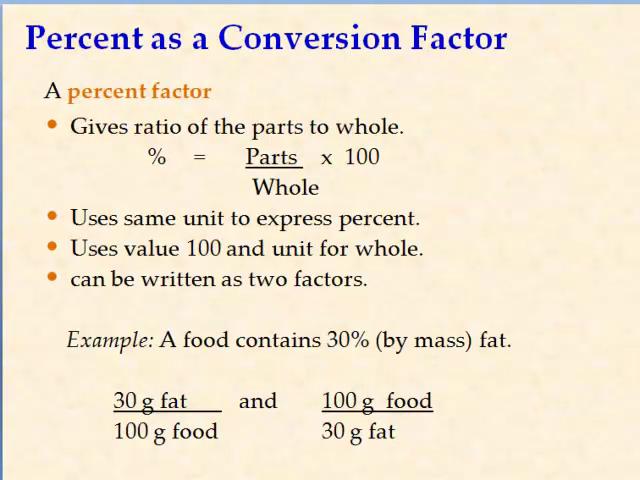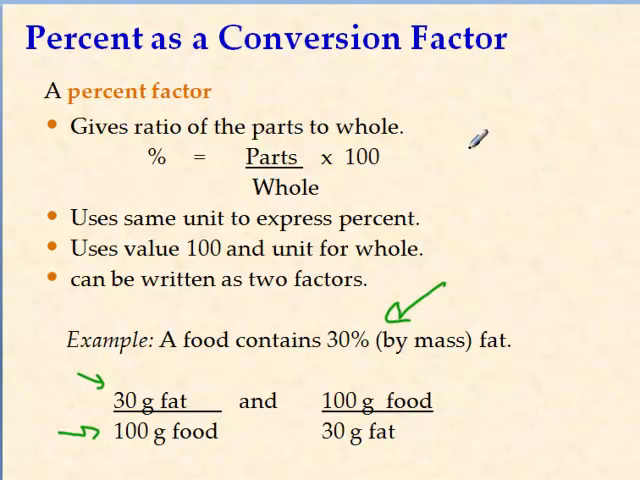Sometimes you can also use a value that is expressed as a percentage to write a conversion factor. For example, if we say 30% by mass fat, what we mean is that out of 100 grams of the food, 30 grams is fat.